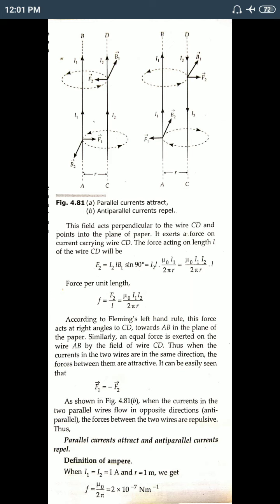Clear? So from here you can understand parallel currents attract each other, anti-parallel currents repel each other.